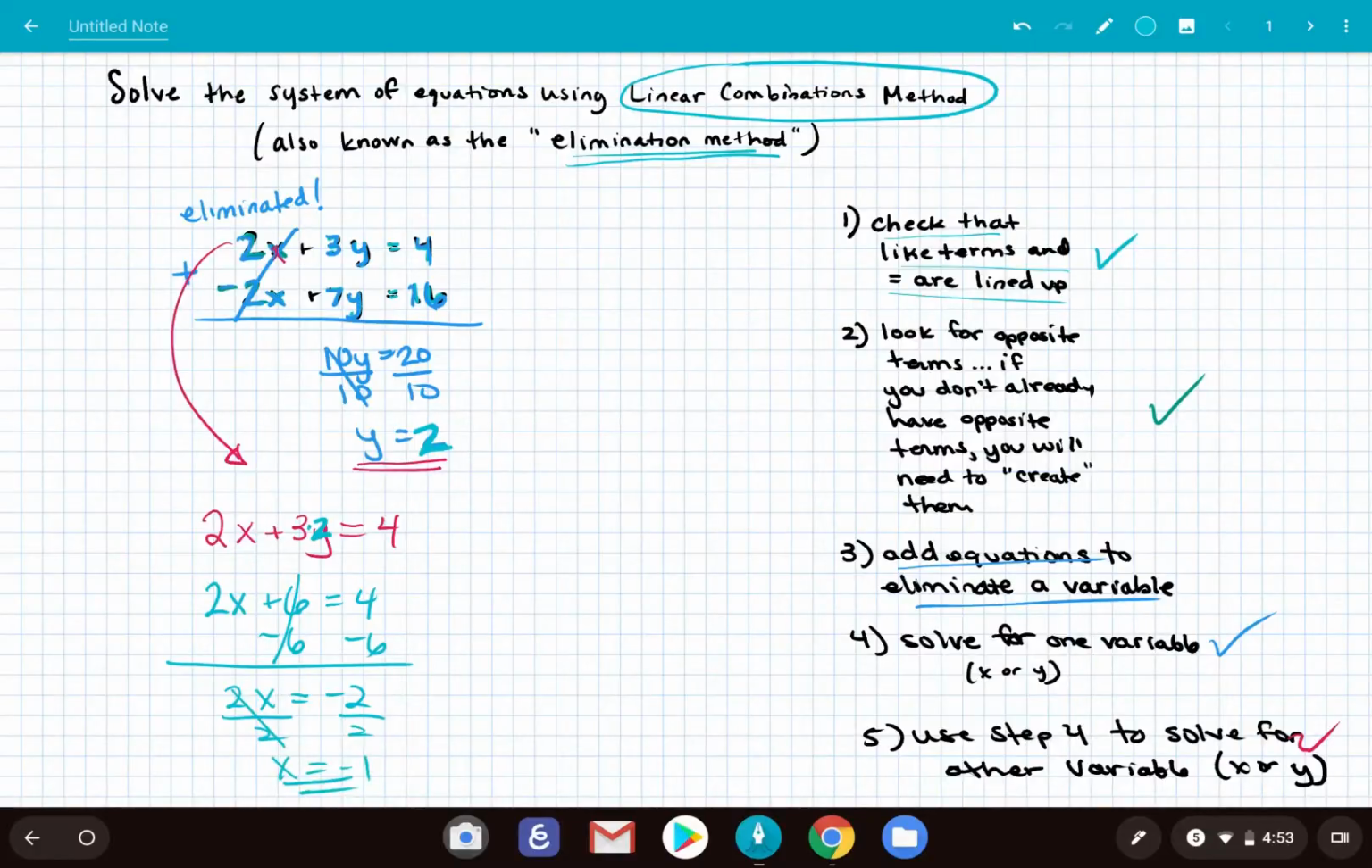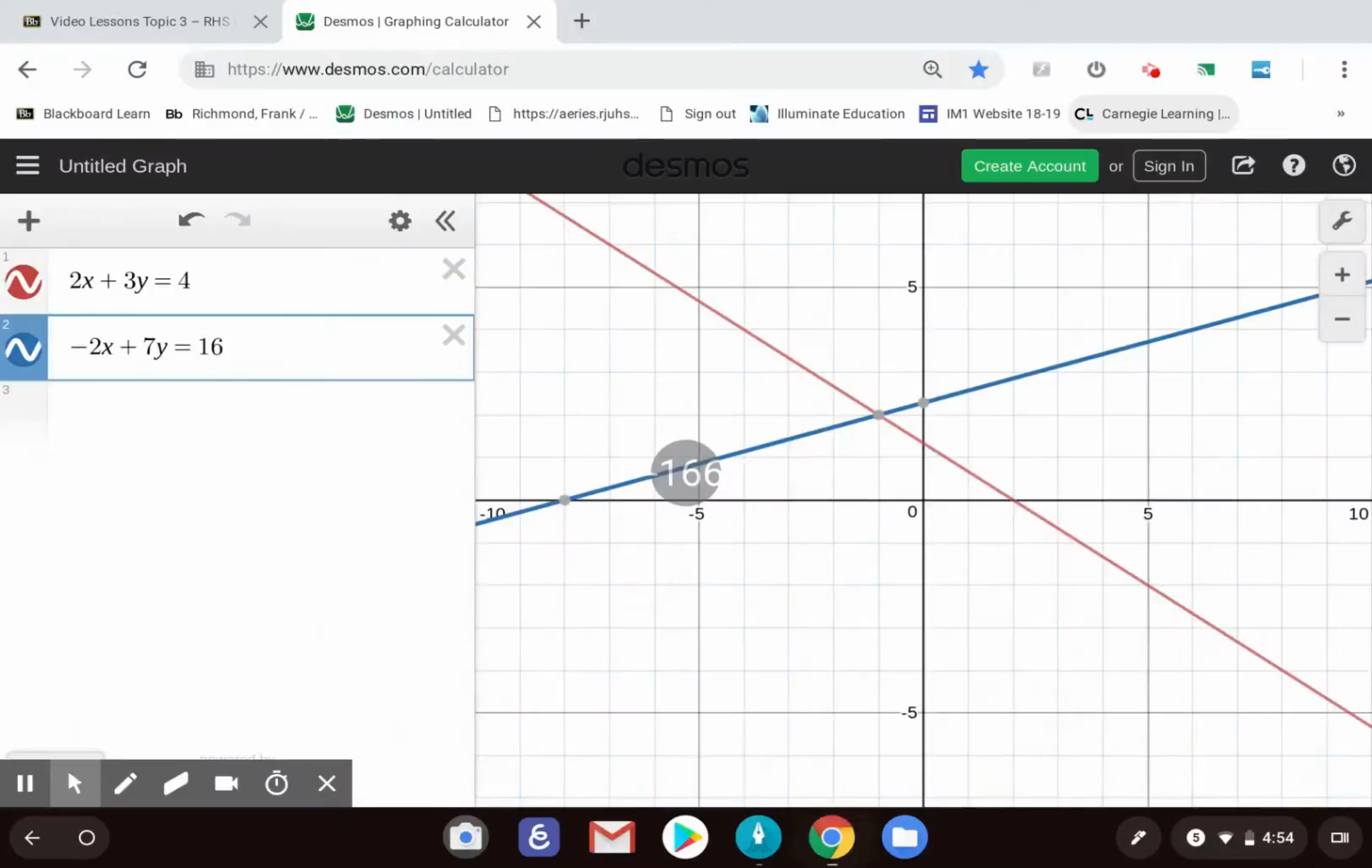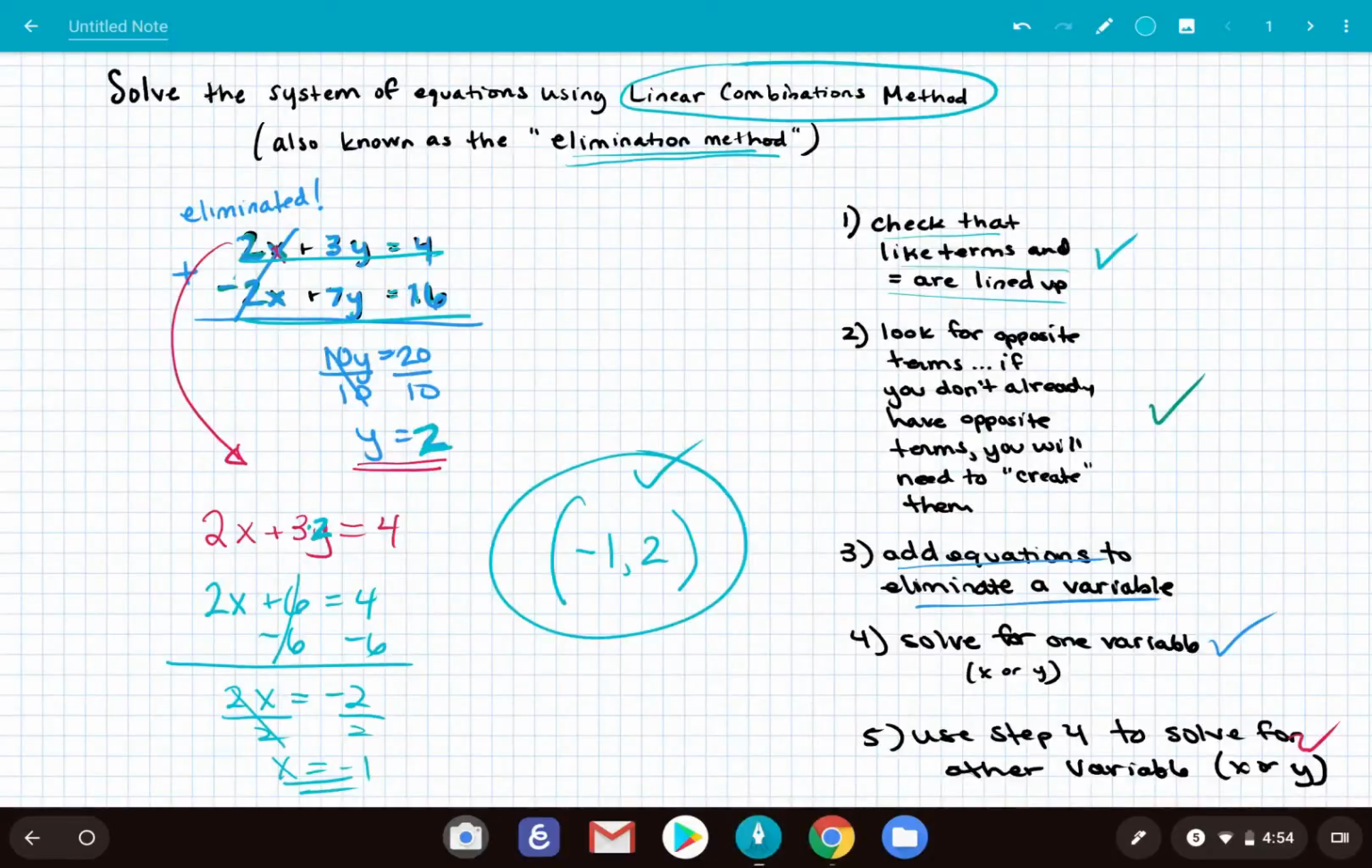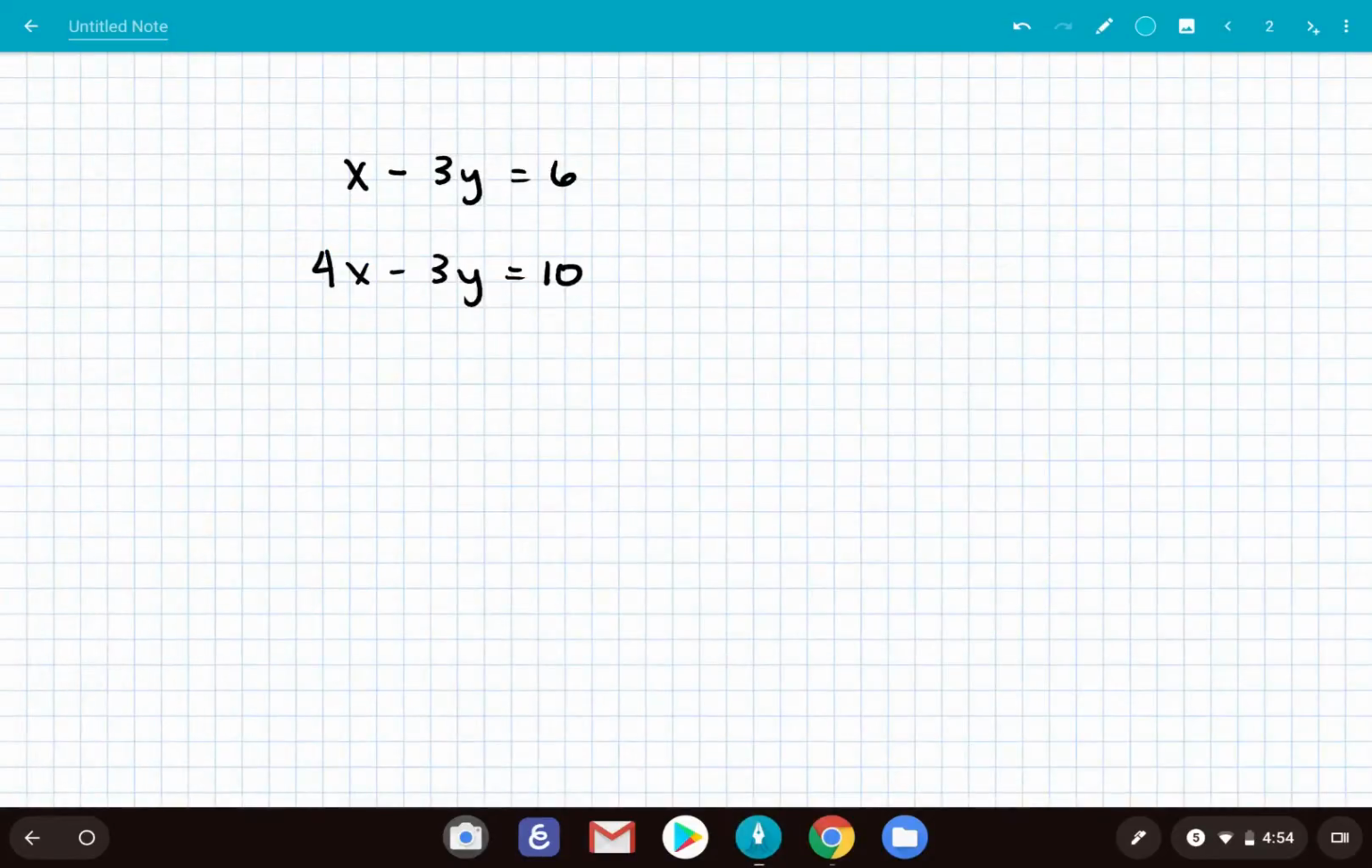So I have x is -1 and y is 2. This is an ordered pair. And you can check on the graph. If you were to graph this equation and this equation, they should cross each other at this point, -1, 2. And I can see on my graph that sure enough, they cross each other at that point. So I know that my solution is correct. And then we'll do one more example.